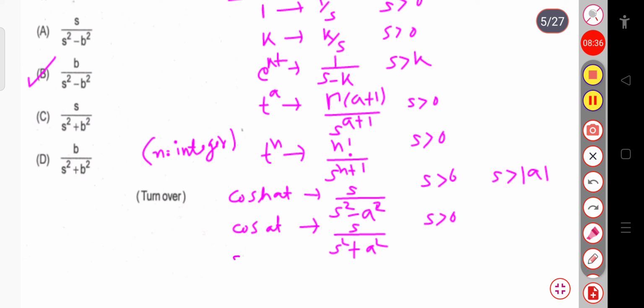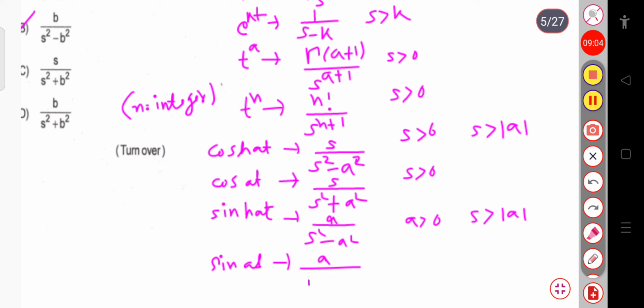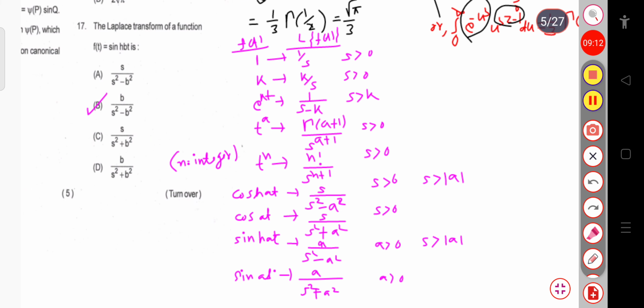For the sine hyperbolic function, as I have already told you, sinh(at) Laplace transform will be a divided by s square minus a square. And also here a would be greater than 0, and s should be greater than modulus of a. And similarly for sin(at), this will be a divided by s square plus a square, and here a would be greater than 0. So these are your basic Laplace transform equations.